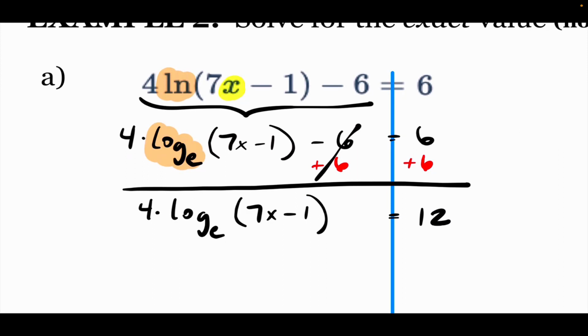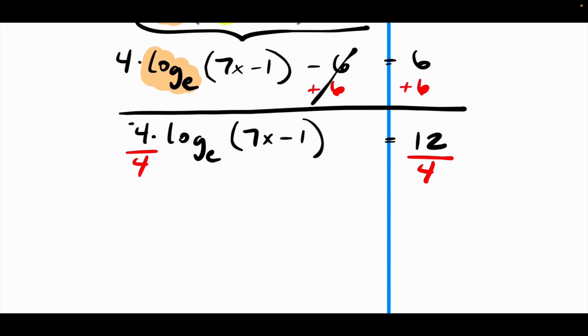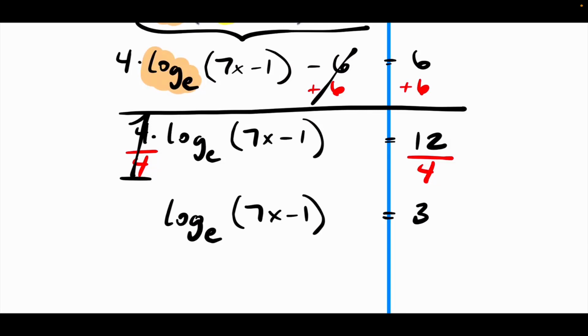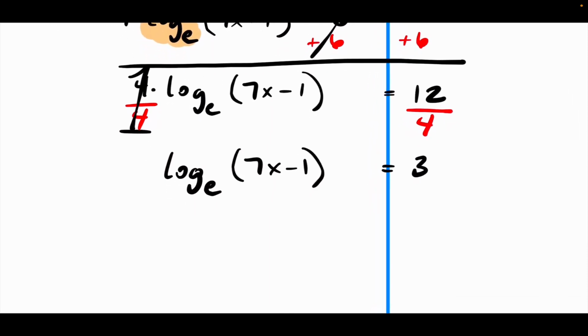The only addition and subtraction that's left is on the inside, but again, I can't get to that yet because that's part of the log. I'll deal with that later. So now I have multiplication. What's the opposite of multiplication? Division. So we're going to divide both sides by 4. That makes a +1. So we have log with a base of e, 7x minus 1. 12 divided by 4 makes a 3. So now on the left side of the blue line, I only have the log.